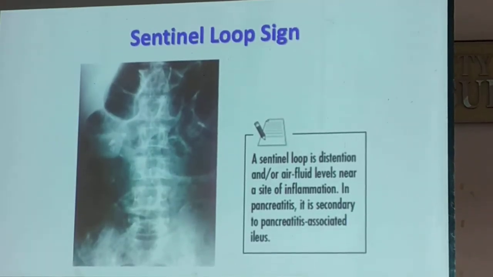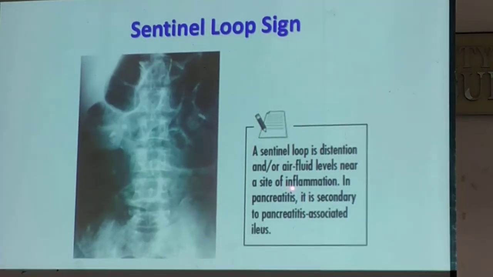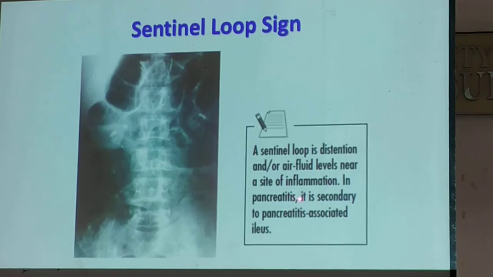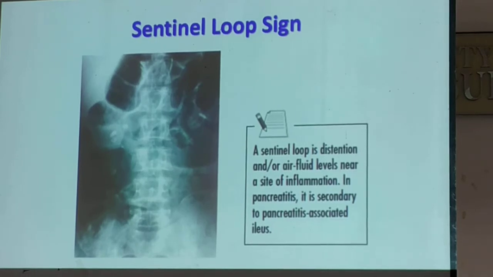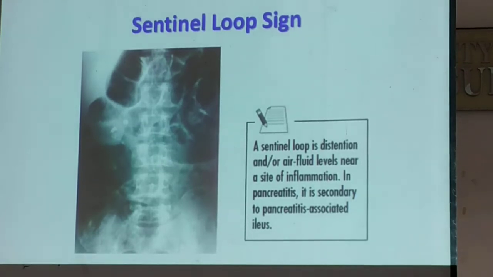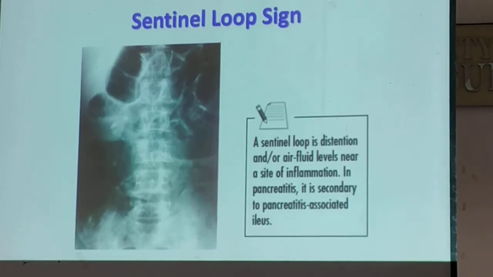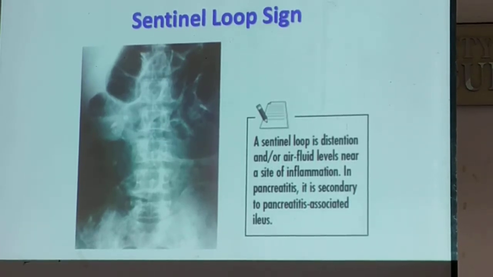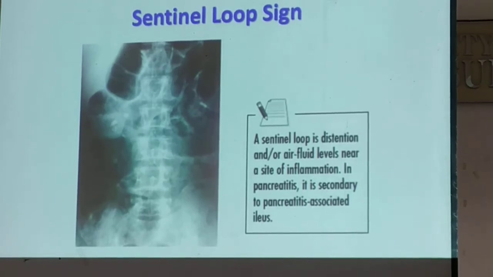So, this is the sentinel loop. A sentinel loop is distension and or fluid levels near the site of inflammation. So usually sentinel loop is seen in cases of pancreatitis. This is one of the signs seen in acute pancreatitis. There are different signs that can be observed in acute pancreatitis, and sentinel loop is one of them. But this sentinel loop is not pathognomonic to pancreatitis. Always remember that. Okay?